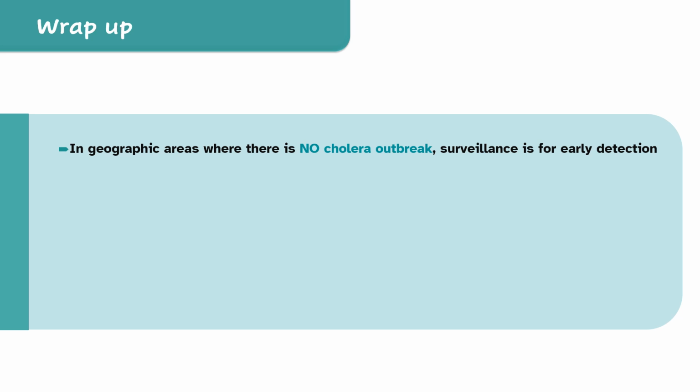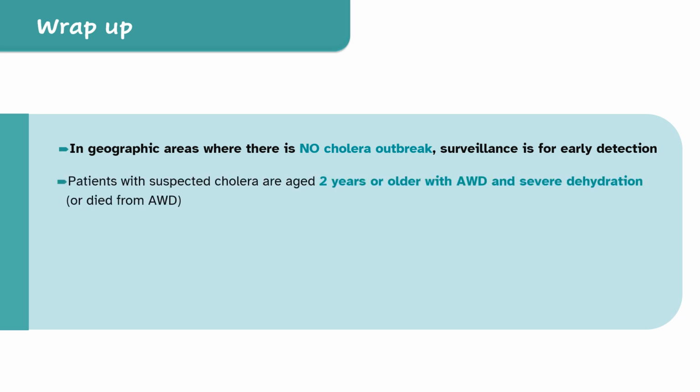As we wrap up this module, here are the important points to remember. In local geographic areas where there is no cholera outbreak, surveillance aims to detect any cholera outbreak early so that it can be responded to rapidly. When surveillance is for the early detection of a cholera outbreak, any patient aged 2 years or older with AWD and severe dehydration or who died from AWD is a suspected cholera case.